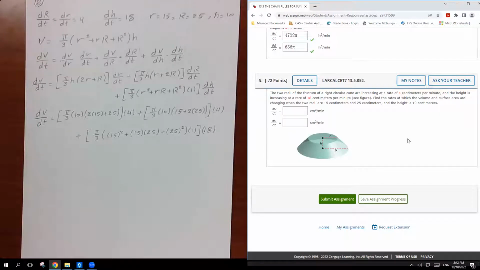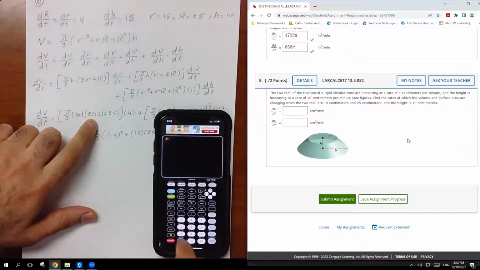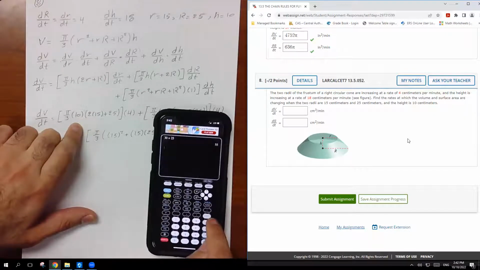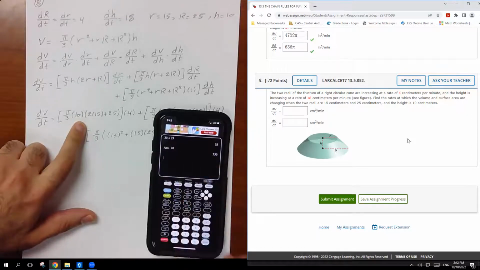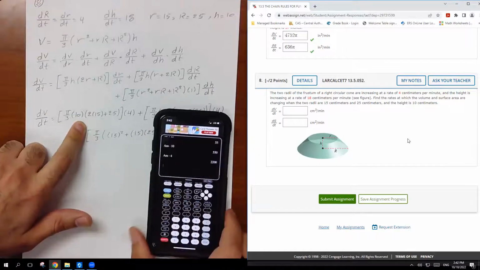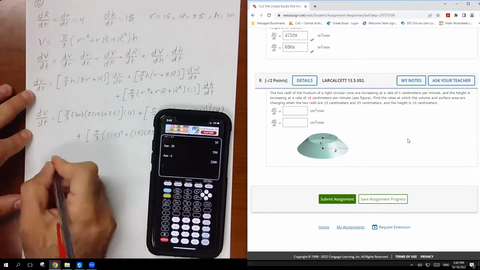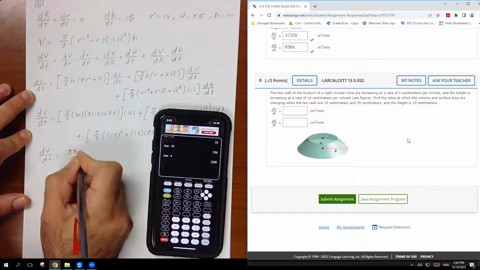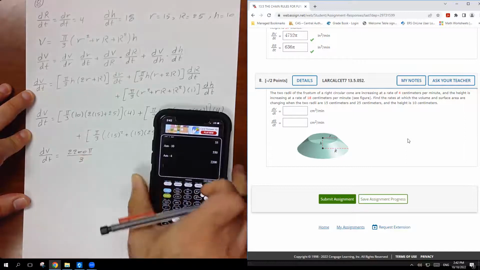So on the first one, we have 10 times 2 times 15, which is 30. 30 plus 25 is going to be 55, times 10 is going to be 550 over 3. 550 times 4 is going to be 2,200 pi over 3. So here, dV over dt is going to be 2,200 pi over 3. This is the first one.